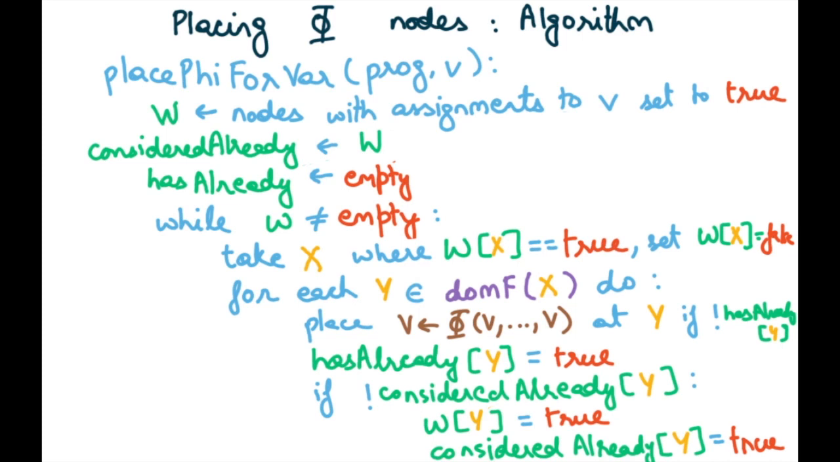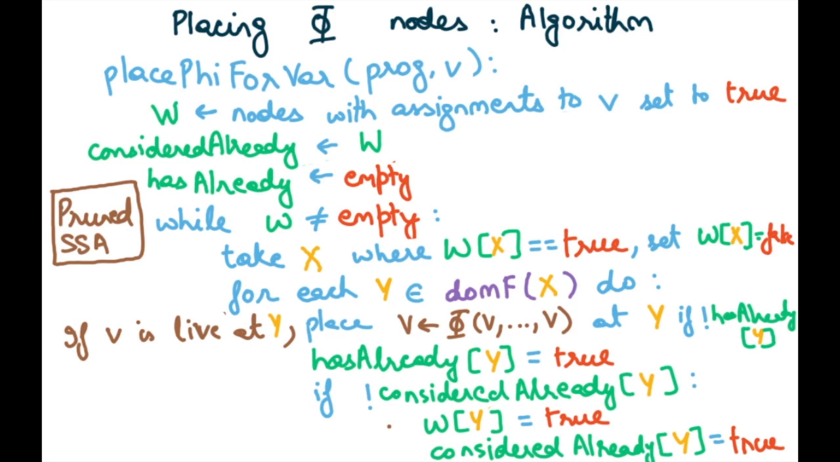It's a fixed point algorithm that maintains a work list, maintains a cumulative considered already set for the work list, and it has a has already set to basically ensure that we don't place duplicate phi nodes. And then it just looks at each node from the work list, looks at the dominance frontier and places a phi node if it does not already exist there, and adds y back to the work list if it has not already been considered.